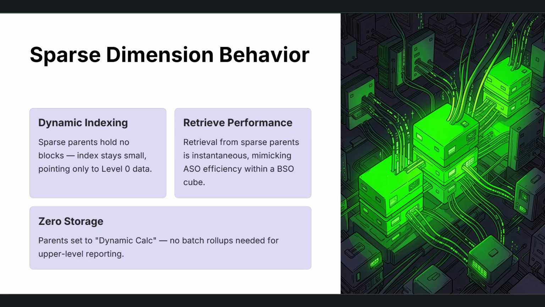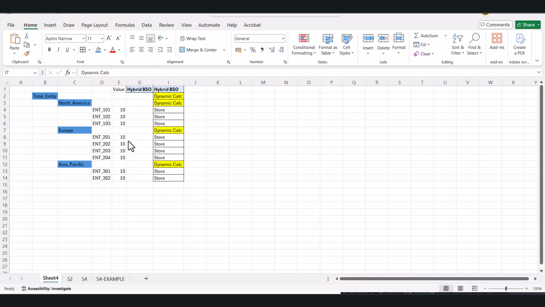dynamically. So it behaves very similar to an ASO cube. Like when we use a query on a parent like total entity or total product, hybrid reads only the necessary leaf blocks and aggregates them on the fly. So let's see an example in Excel.